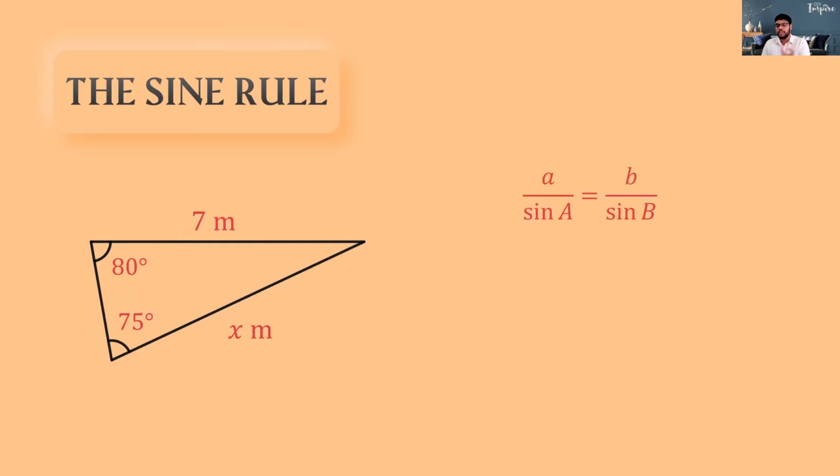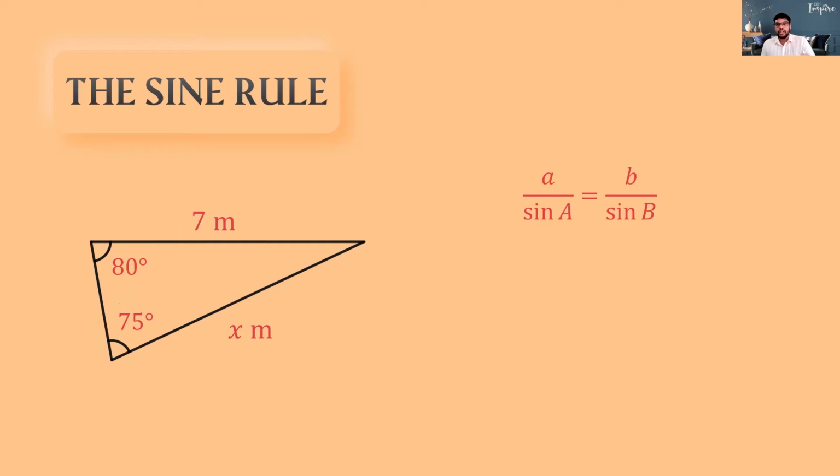Now, children, although we write the sine rule as 3 different ratios, we only take 2 at a time when we're working with a question, right? So A over sine A is equal to B over sine B. So let's see how we can work this out.